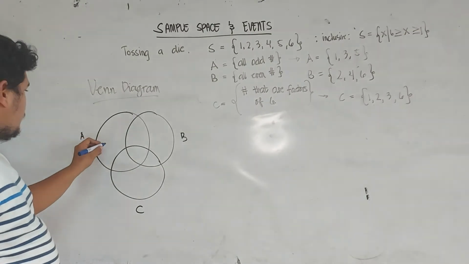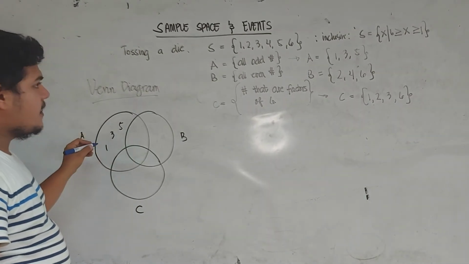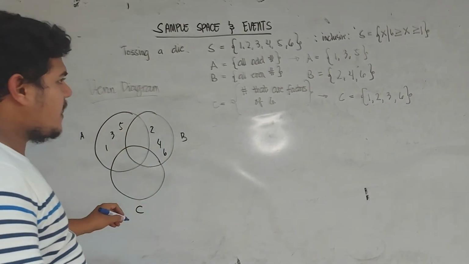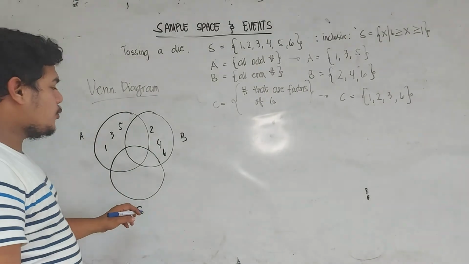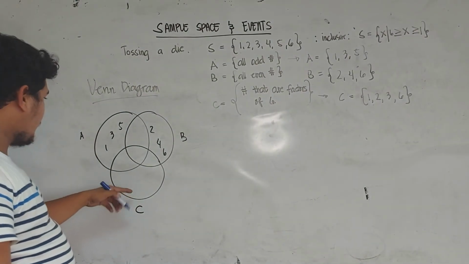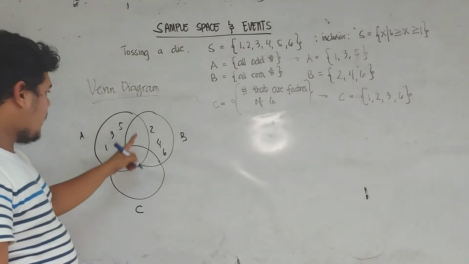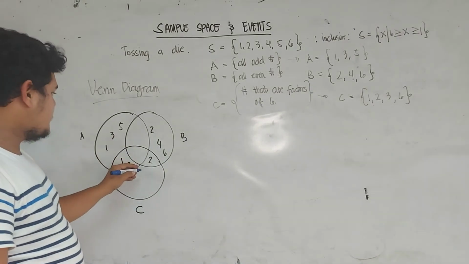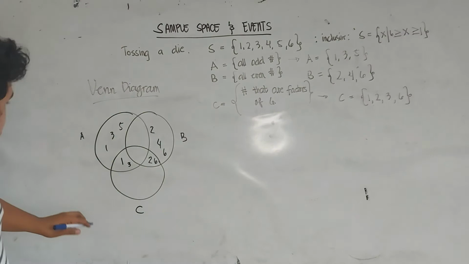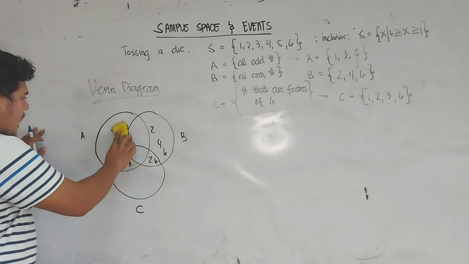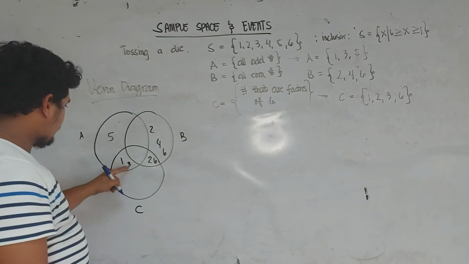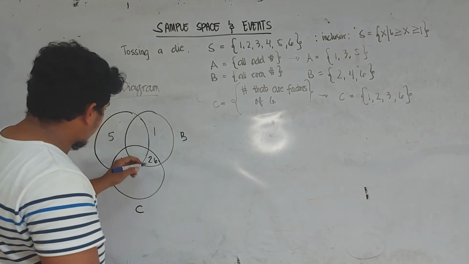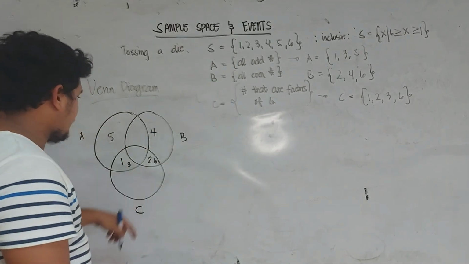Ano yung mga odd numbers? 1, 3, at 5. Ano yung mga even numbers? 2, 4, at 6. Ano yung mga factors ng 6? We have 1, 2, and 3. So nasan si 1? Dapat sa C din si 1. We have 1 here. We have 2. 2 should also be here. And 3 should also be here. And 6 should also be here. So therefore, we could directly say that our Venn diagram would somehow look like this. 1, 3, and 5. Diba? 2, 4, and 6.